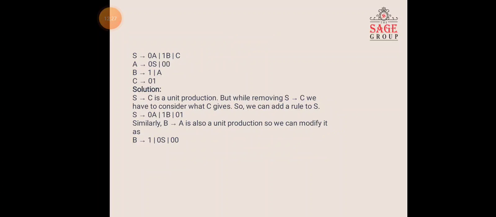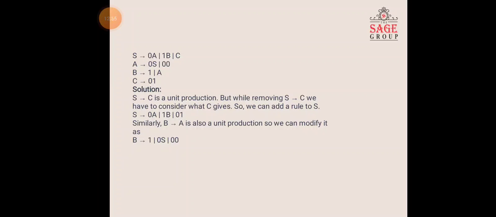In this, S tends to C, as you can see, is a unit production. Why? Because we have S, which is a non-terminal on the left hand side, and C, which is again a non-terminal on the right hand side. Similarly, B tends to A is also a unit production, because B is a non-terminal and A is again a non-terminal. So since S tends to C is a unit production, we need to remove it.